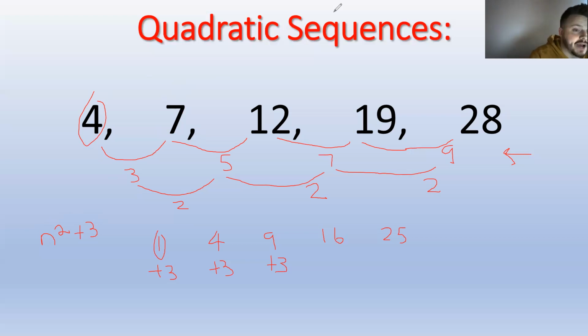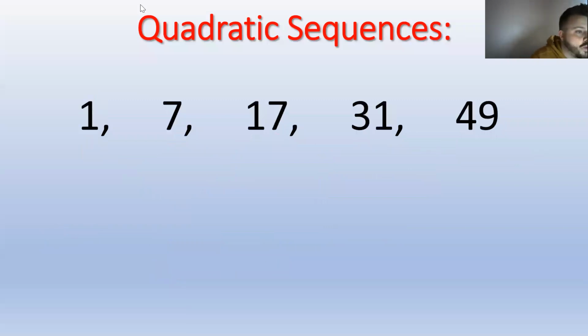So I'm going to show you another sequence. I'll show you one more time, and then it's your turn to give it a go, okay? So we've got 1, 7, 17, 31, and 49. So first thing I need to do is find the difference between the numbers in the sequence, okay? So what's the difference between 1 and 7? It's 6. What's the difference between 7 and 17? It's 10. What's the difference between 17 and 31? 14. And what's the difference between 31 and 49? 18.